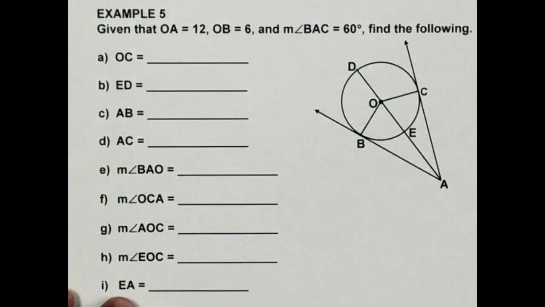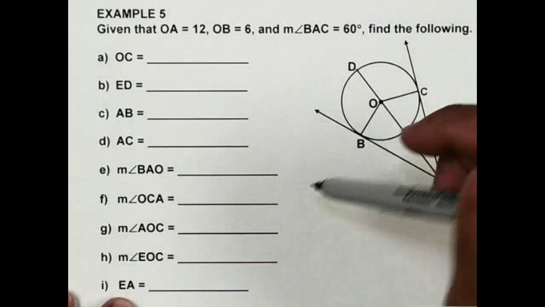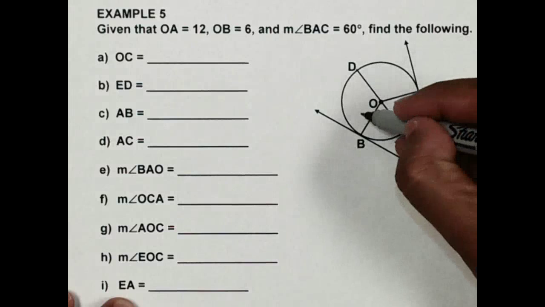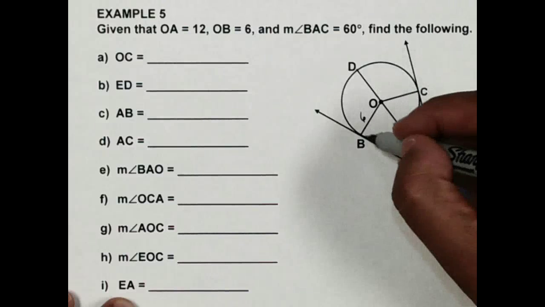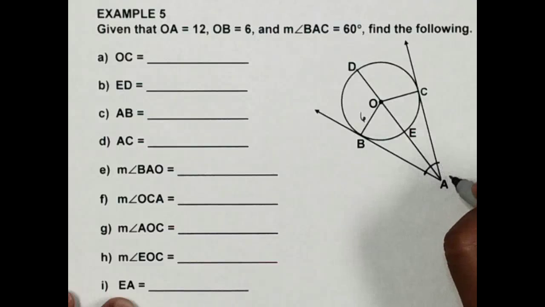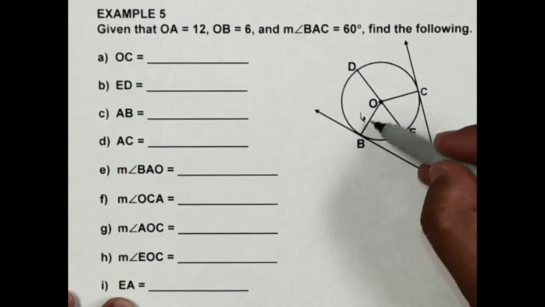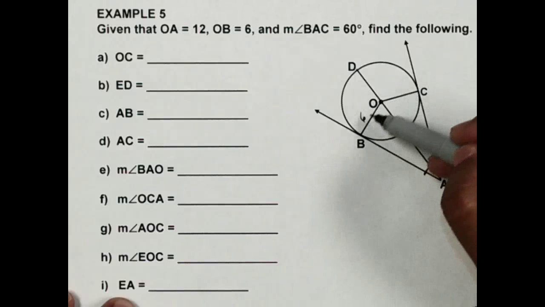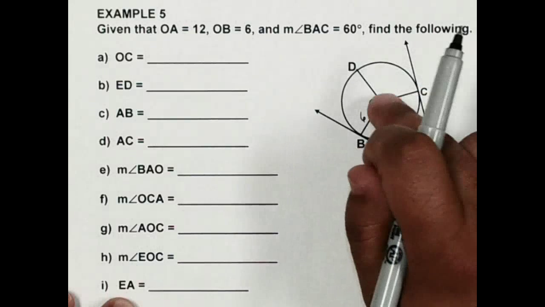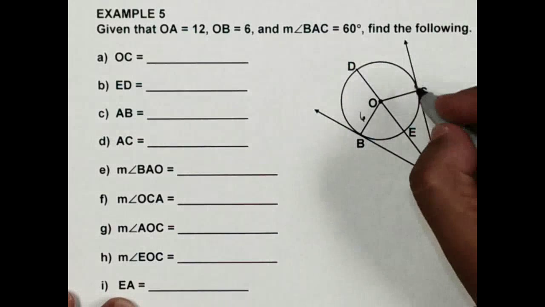Alright, number 5, you have several things that you will need to find using the theorems we just went over. OA, from O to A, is 12. OB is 6. And you know that the measure of angle BAC, this whole angle right here, is 60 degrees. Just as an example to get you started, I know OB is 6, and that's a radius, so all of these radii, OC, OE, OD, are going to be 6.